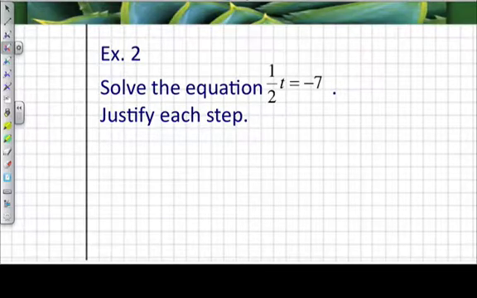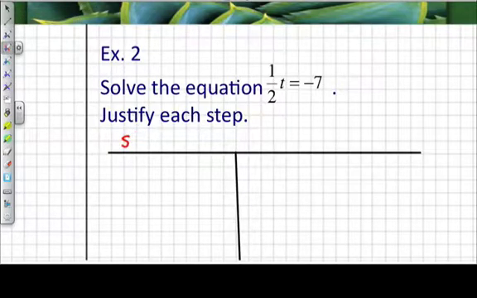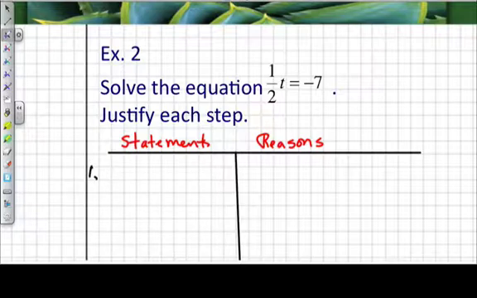Let's do another example here, and maybe I will still put the work in along the way so you can see what the pieces of the proof are. Alright, so we get our two columns. That's a little crooked, sorry. Statements on the left, reasons on the right. Beautiful. And we'll start with the very first statement. That's so easy. It's just what you started with. 1/2 t equals negative 7.